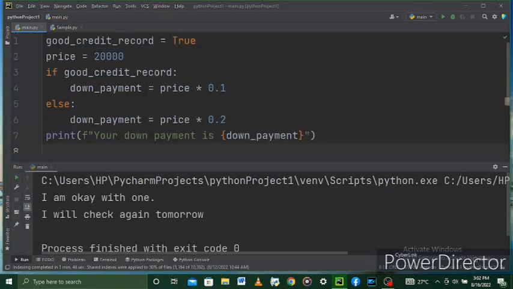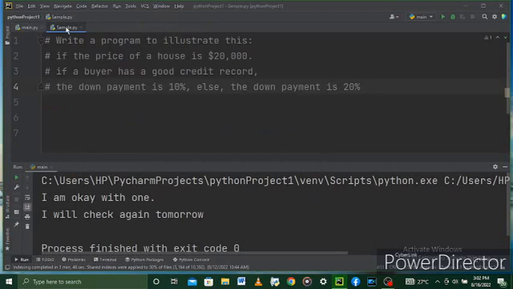Okay guys, I think I've arranged this question in such a way that you understand it, and I've written the program also in a way that you would understand. Okay, so let's go back to the question again. Write a program to illustrate this. If the price of a house is $20,000 and if a buyer has a good credit record, the down payment is 10%, else the down payment is 20%.